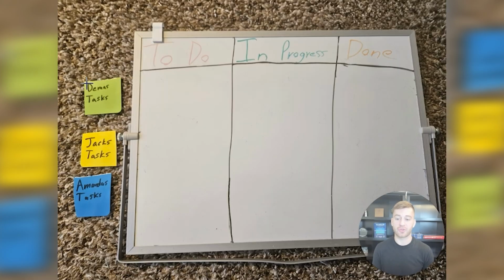You can see here we have 3 different dry erase magnets. They come in a wide variety of colors. And again, you can find these on Amazon for about 7 or 8 bucks. I've labeled each person's tasks for their color. So you can see here for Dima, we have green. For Jack, we have yellow. And for Amanda, we have blue.